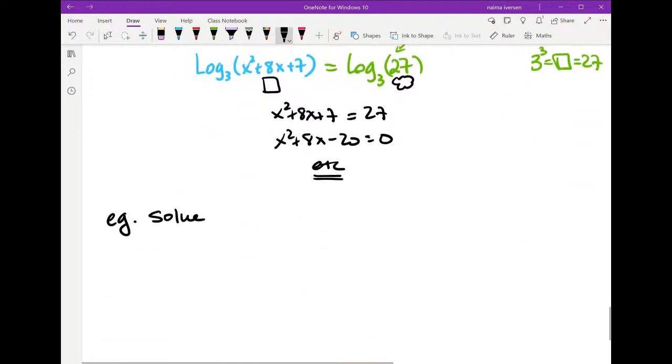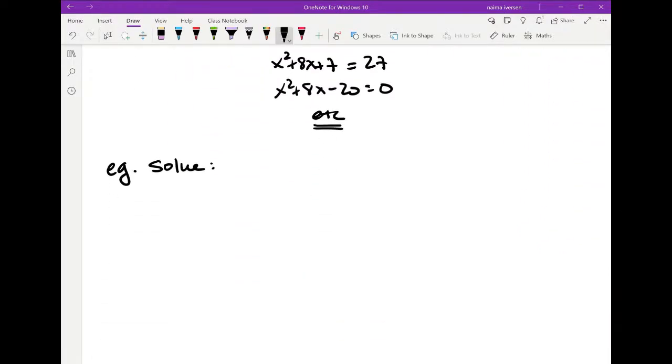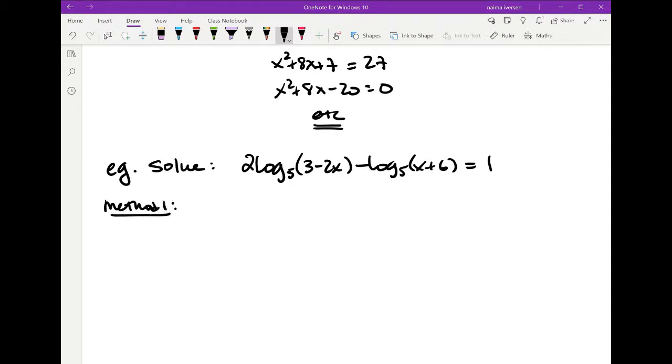Here we go. I'm going to solve 2 log base 5 of (3 minus 2x) minus log base 5 of (x plus 6) is equal to 1. I just want to make sure that you know what to do with this situation. So I'm going to use method 1 first. I'll go through the other one too. I want to combine this whole side here into one logarithm.